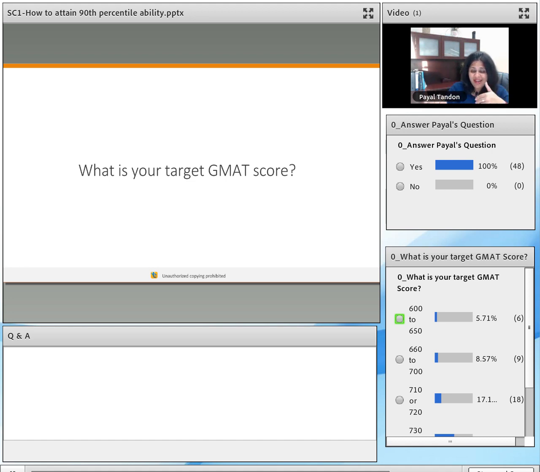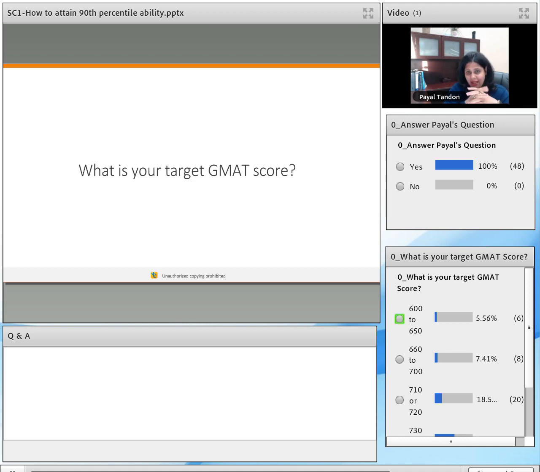And for those of you who are targeting between 600 to 700, the first two segments, I'm hoping that that is your target score because you are pretty much set upon what kind of program you're applying to, and you know what the GMAT requirements are for those programs, and you are aiming to be way above the average and the median GMAT scores for those schools.